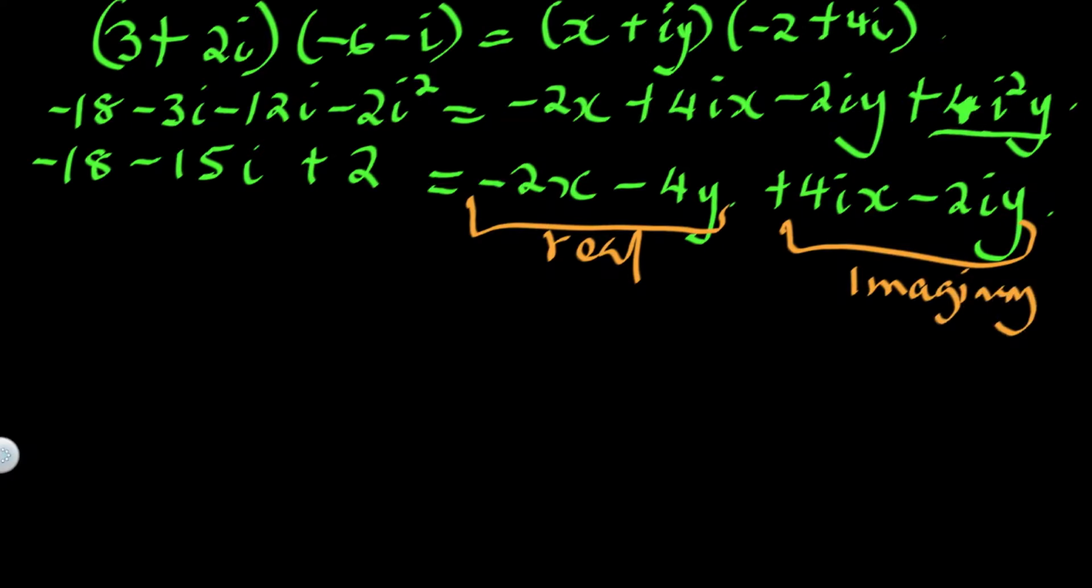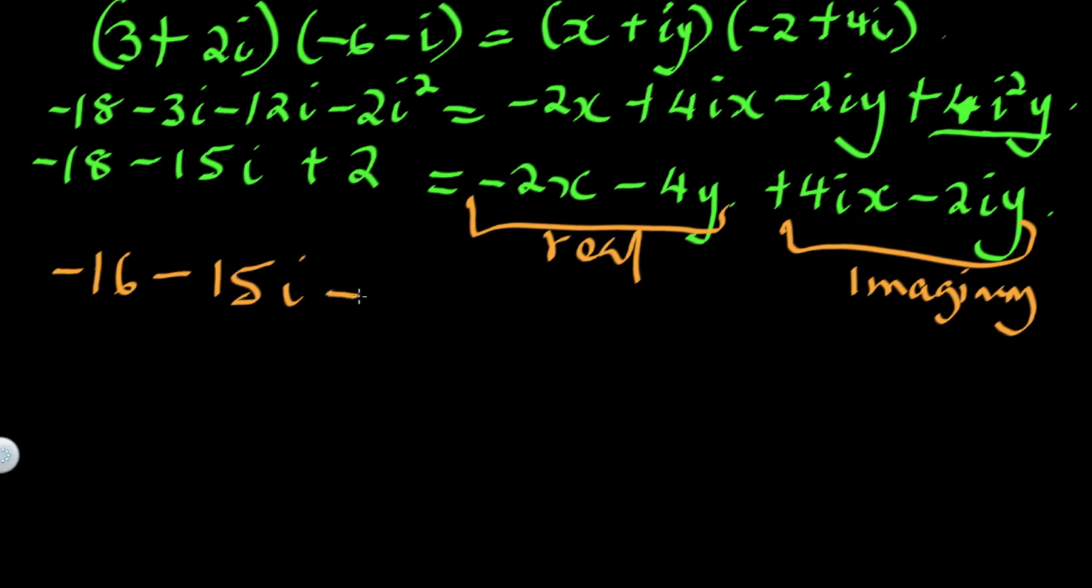And let me complete this. Now, minus 18 plus 2, because I can add them together since they are all real numbers. Minus 18 plus 2, I get minus 16. So this is minus 16 minus 15i.